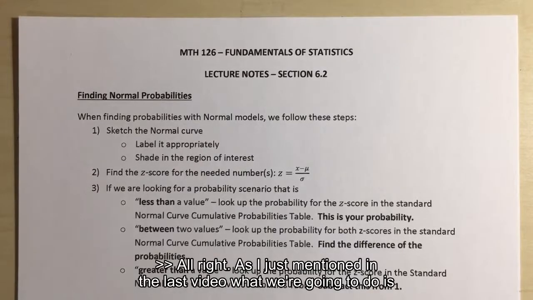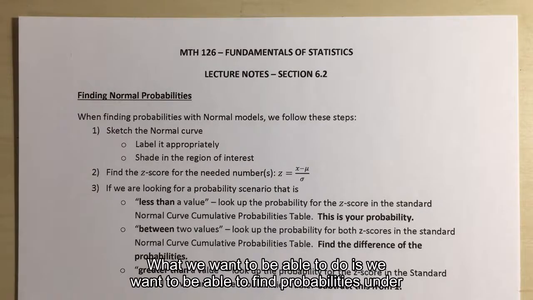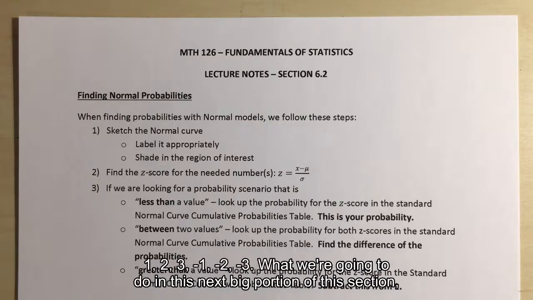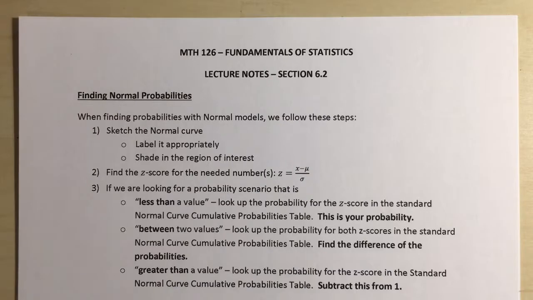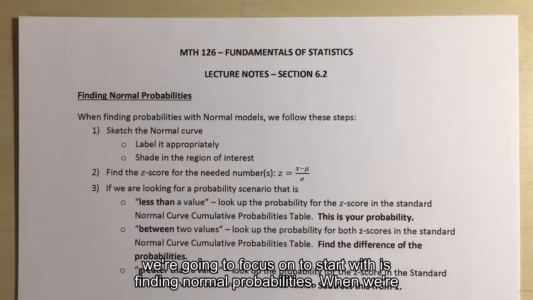So as I just mentioned in the last video, we're going to take our idea of the empirical rule and expand on it. What we want to be able to do is find probabilities under a curve, even if we don't have something that's a nice standard deviation, such as 1, 2, 3, -1, -2, -3. In this next big portion of the section, we're going to go through a lot of problems. It's a pretty lengthy section, but what we're going to focus on to start with is finding normal probabilities.